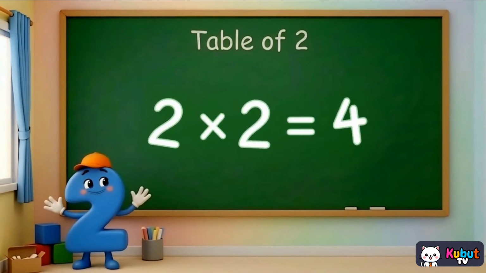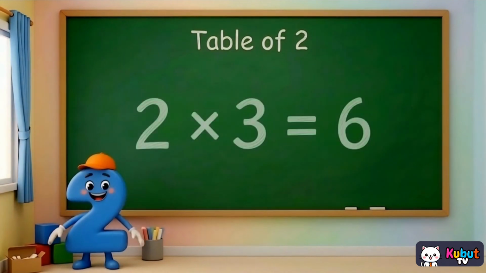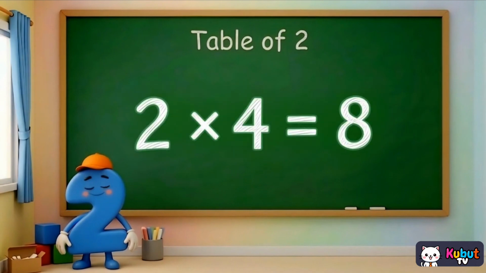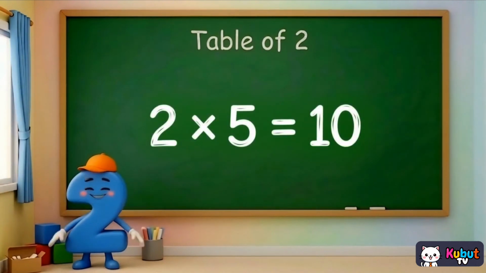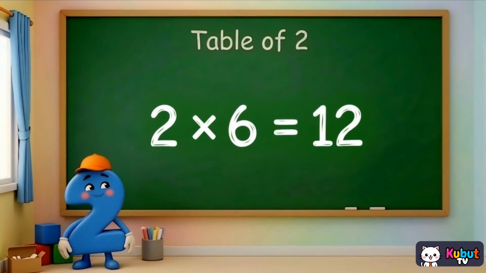2 twos are 4. 2 threes are 6. 2 fours are 8. 2 fives are 10. 2 sixes are 12.